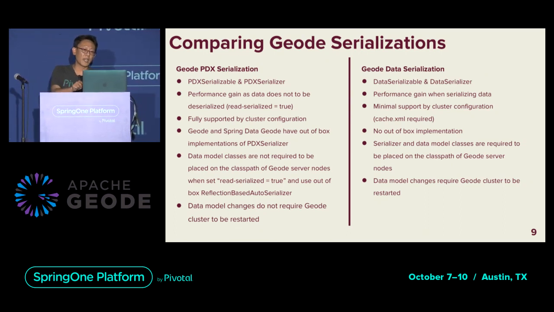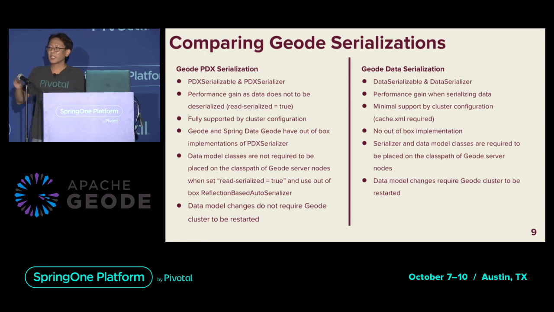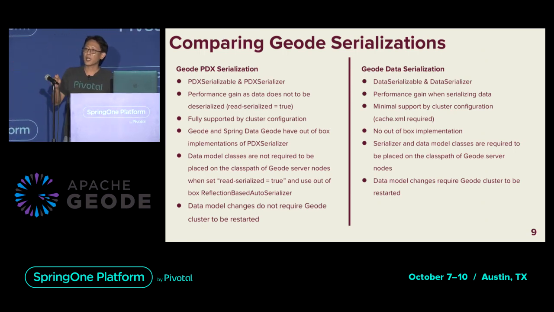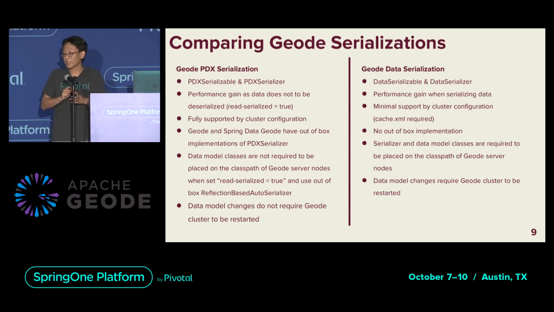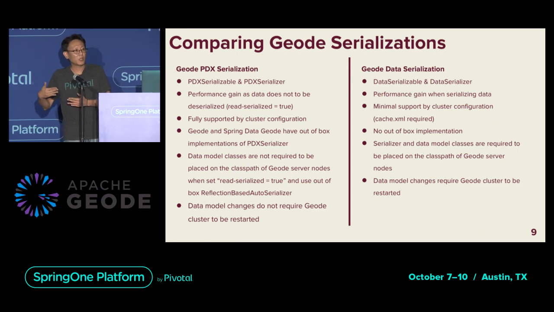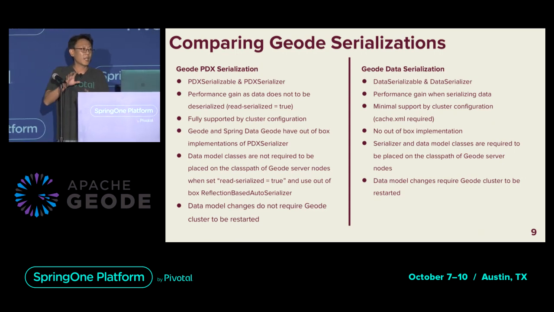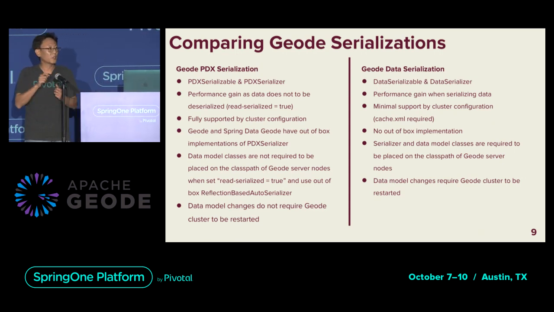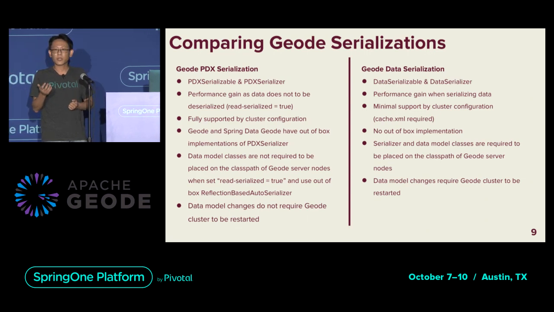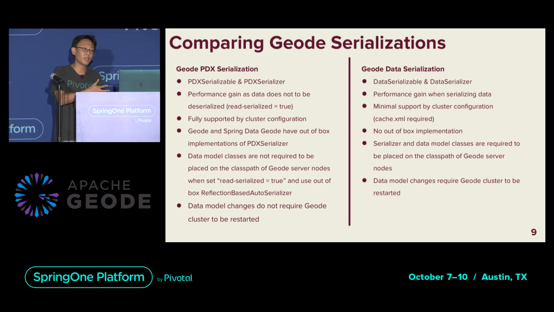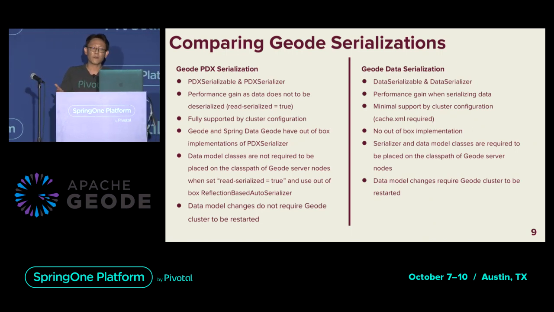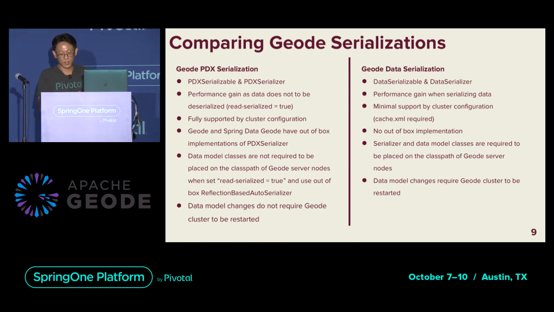Now, on the flip side, Geode data serialization gives you the best performance on serializing the data. When you want to serialize the data and send the byte array or the bits out of the JVM into the cluster, the serialization aspect of data serialization gives you the best performance. I believe from the documentation, it says about 25% better compared to PDX serialization. That's if you have those kinds of use cases based on the performance, that's what you're going to get.